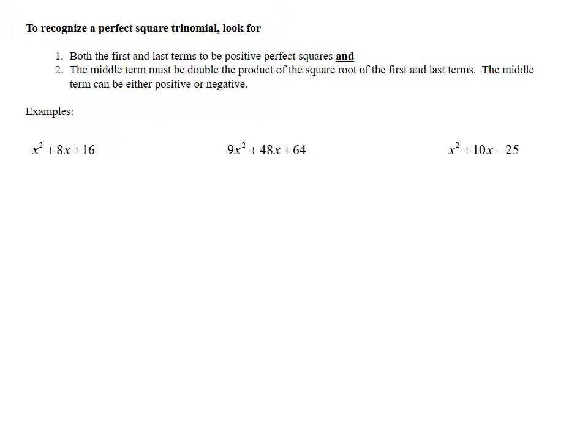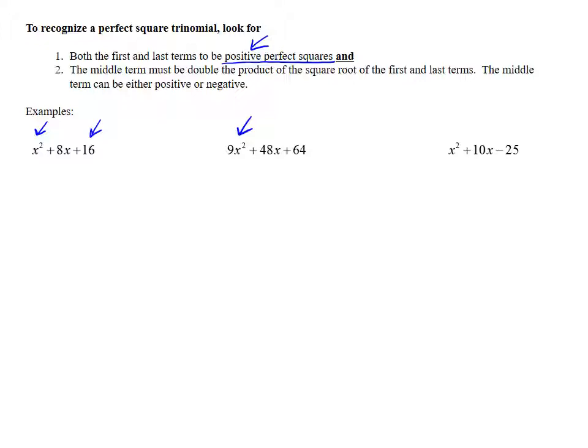The first thing we're looking for is that the first and last terms must be positive perfect squares. Positive numbers because when you square something, you're going to get a positive, whether you start with a negative or a positive. So in these three examples, the first term here is x squared, that's a square. The last term here is positive 16, so that's a perfect square as well because it's 4 times 4. So that one looks good so far.